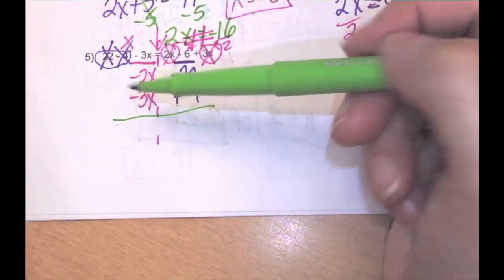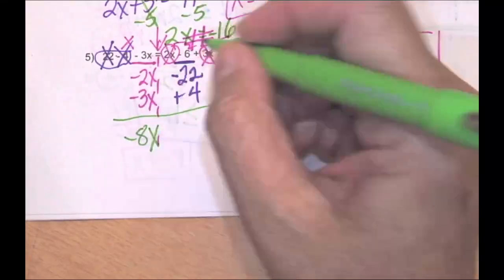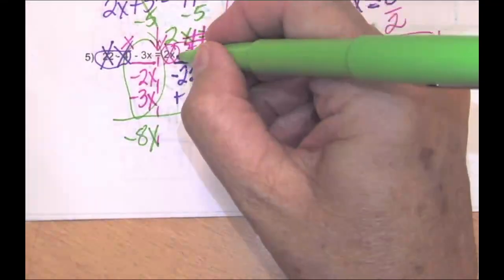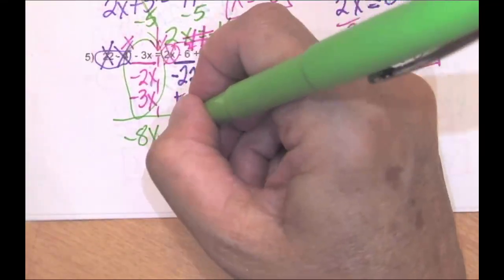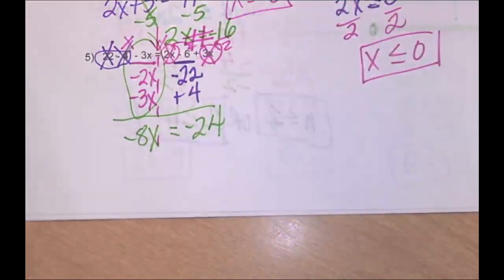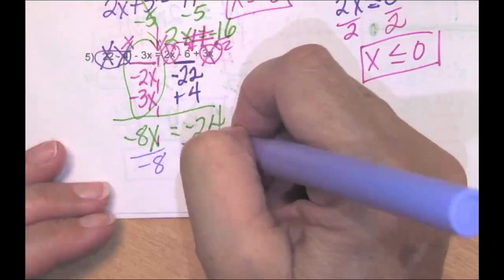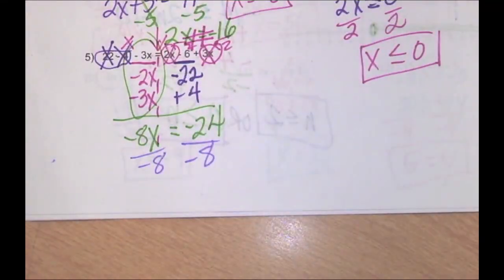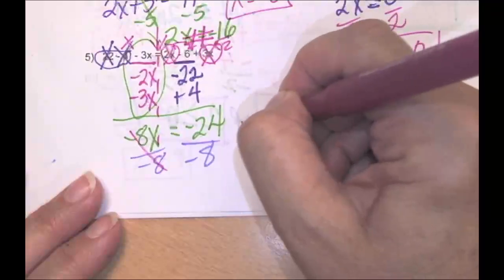Negative 3 minus 2 minus 3 is negative 8x. All you're doing now is combining. Negative 6 minus 22 plus 4 is negative 24. And then you're ready for your last step, which is divide. Always divide by exactly what's there, by my negative 8, and I get that x equals 3.